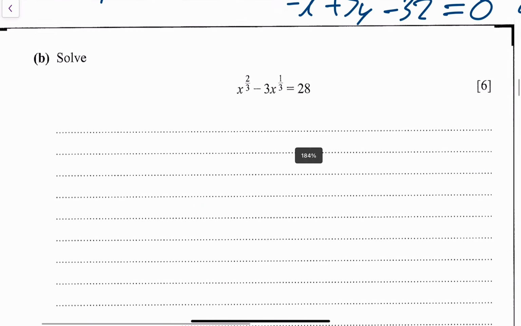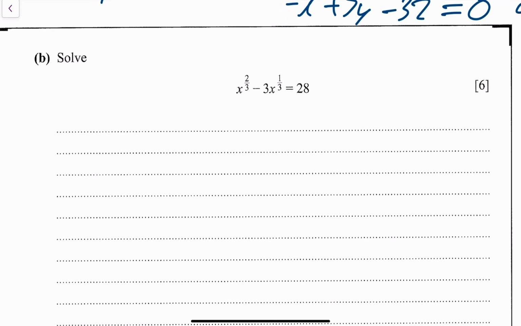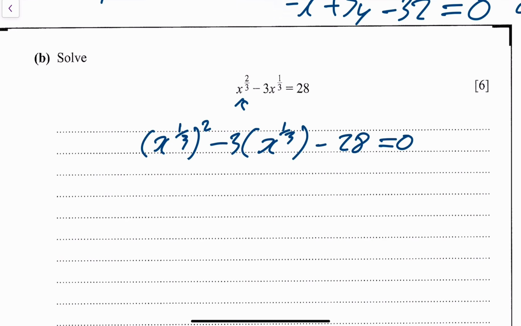Right, this next one, tricky enough wee question here. You've got to solve this thing. It's an index question, but it also turns into a quadratic, believe it or not. So let's have a wee look at it. This thing here could be written as x to the power of 1/3 squared, and then that's 3 times x to the power of 1/3, and then I'll bring that 28 across, minus 28 equals 0.